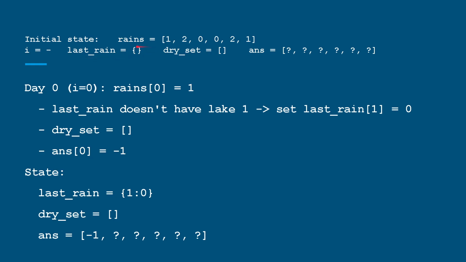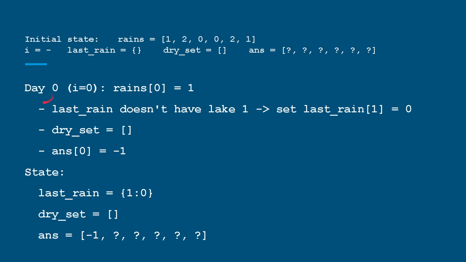Okay, we have the range like this: 1 2 0 0 2 1. This was the thing we have. Very first, think that this is the ith day and we will take the last rain, dry set and answer. We'll understand it. Very first, initial state, we'll think about like this. What is the last rain? What is the dry set? And what is the answer currently?